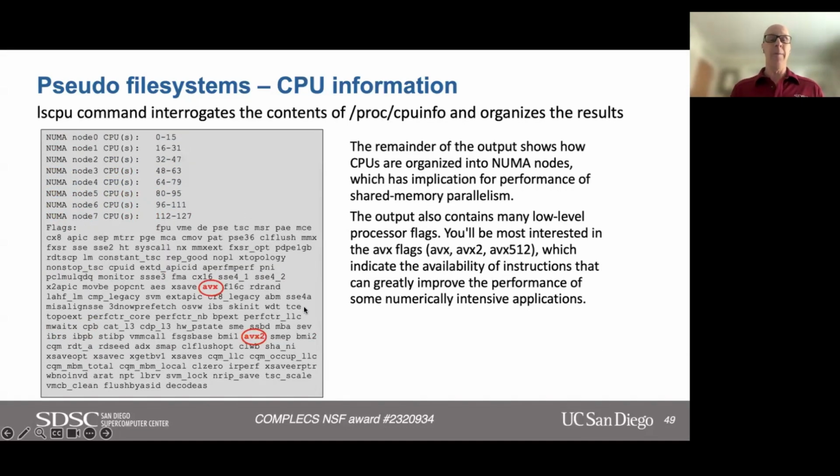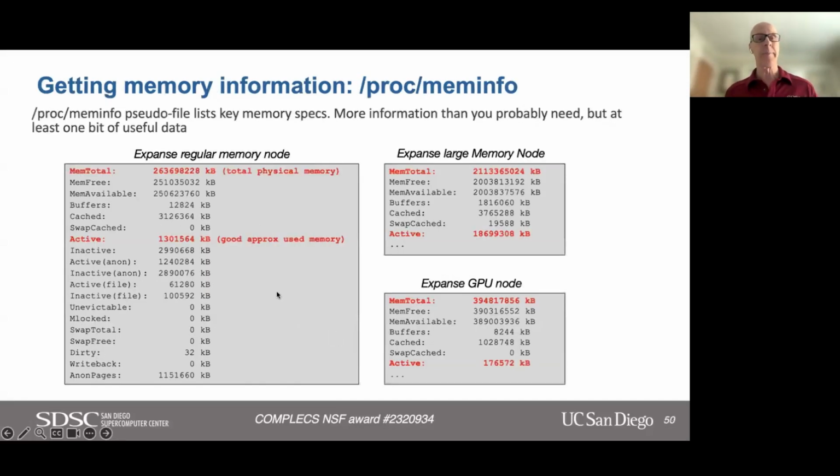There's also going to be some output that lists the flags. This is pretty low-level information. You don't need to concern yourself with most of the content, but sometimes you'll be interested in which instruction set architecture is supported. There will be flags called AVX, AVX2, and possibly AVX512, which indicate the availability of instructions that can greatly improve the performance of some numerically intensive applications.